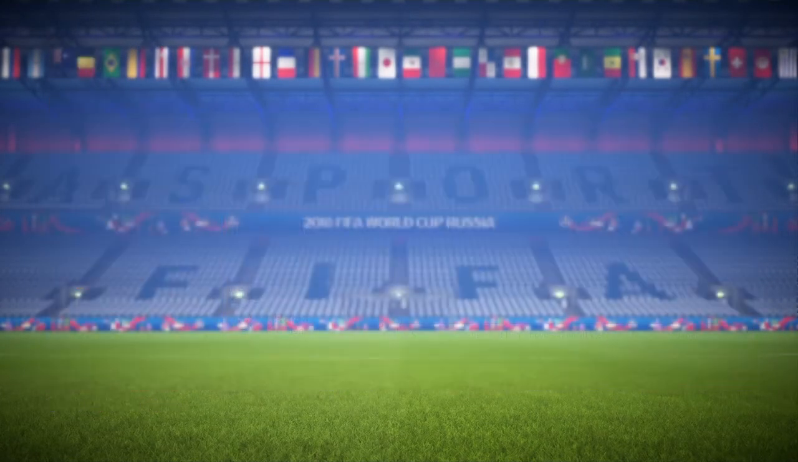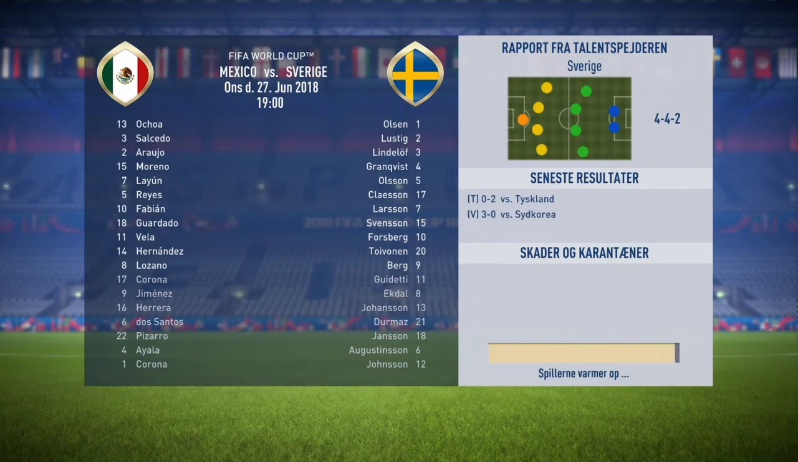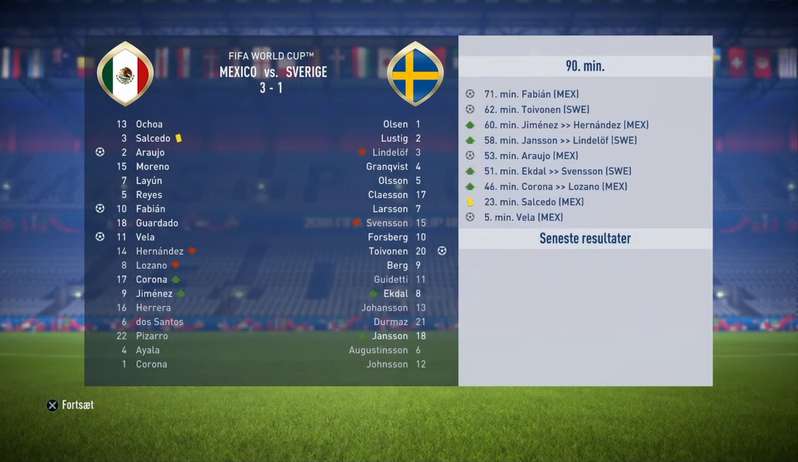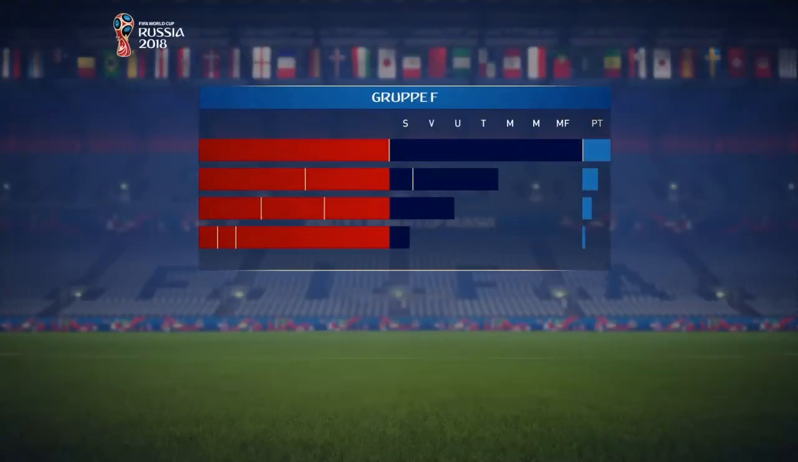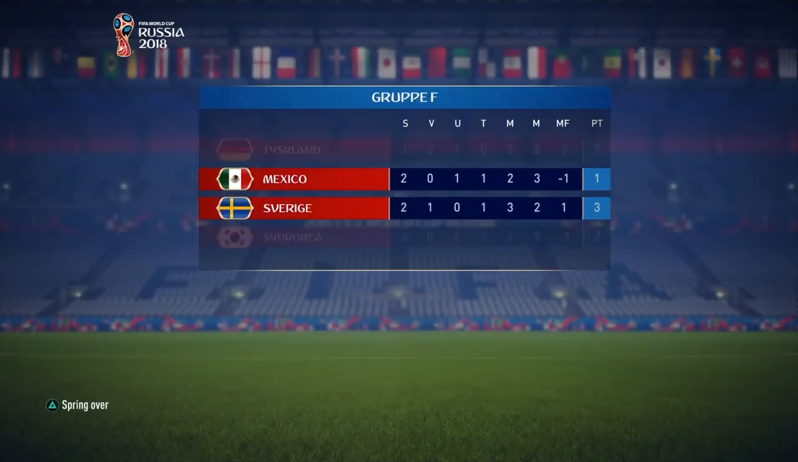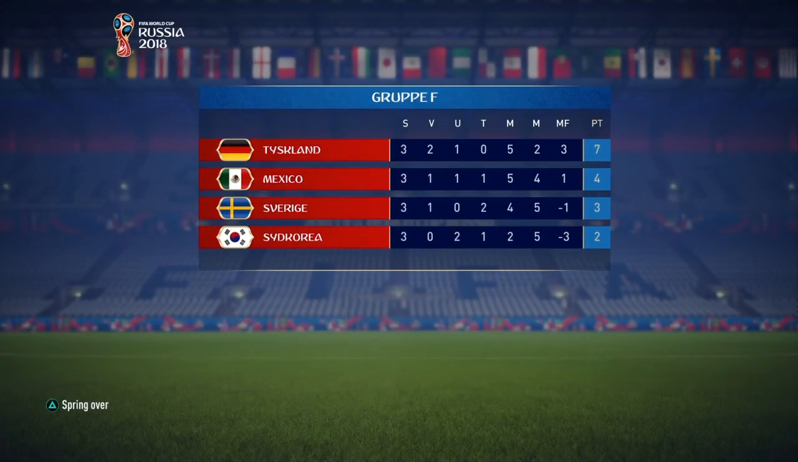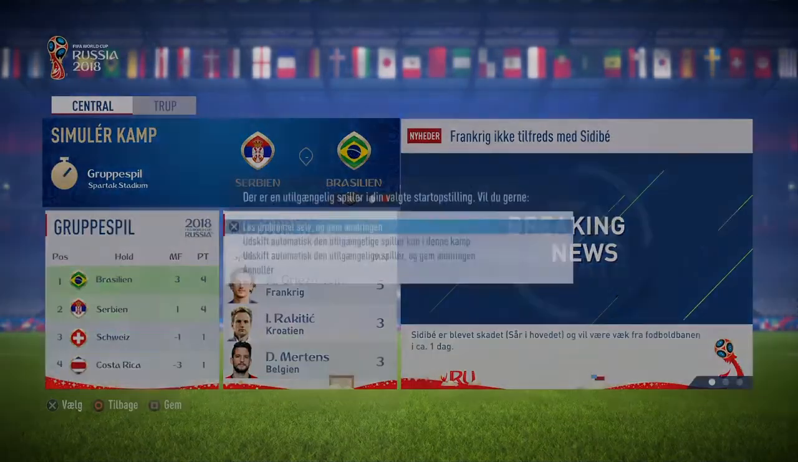And Mexico against Sweden is this group final. If Mexico wins, they go on 4 points and knock Sweden out. And they do. So Mexico will go through instead of Sweden on 4 points here. And Sweden only end on 3 points and go out.